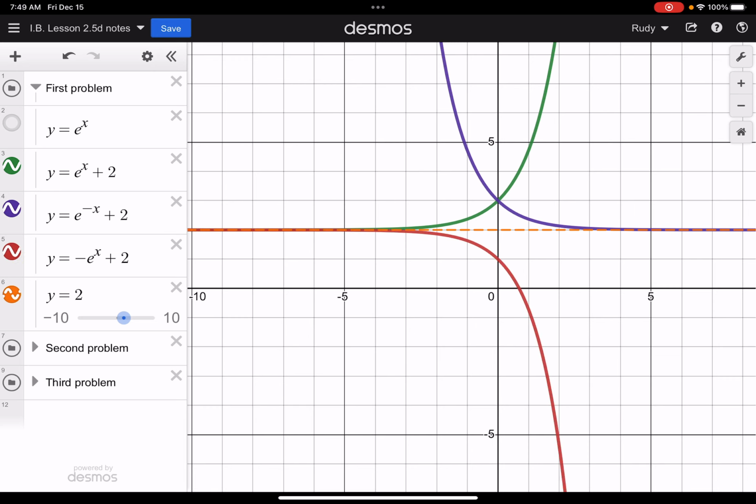In fact, I'll compare that to e to the power of x plus 2, and you see in red, negative e to the power of x plus 2. Same idea, except it's now being, we say, reflected vertically. And later on in the course, we'll talk more about transformations in general of these functions.